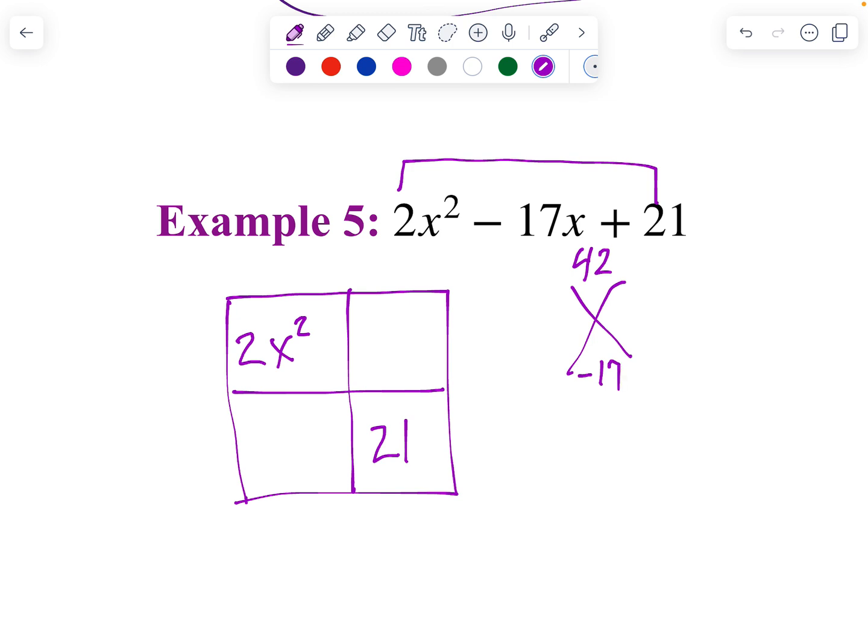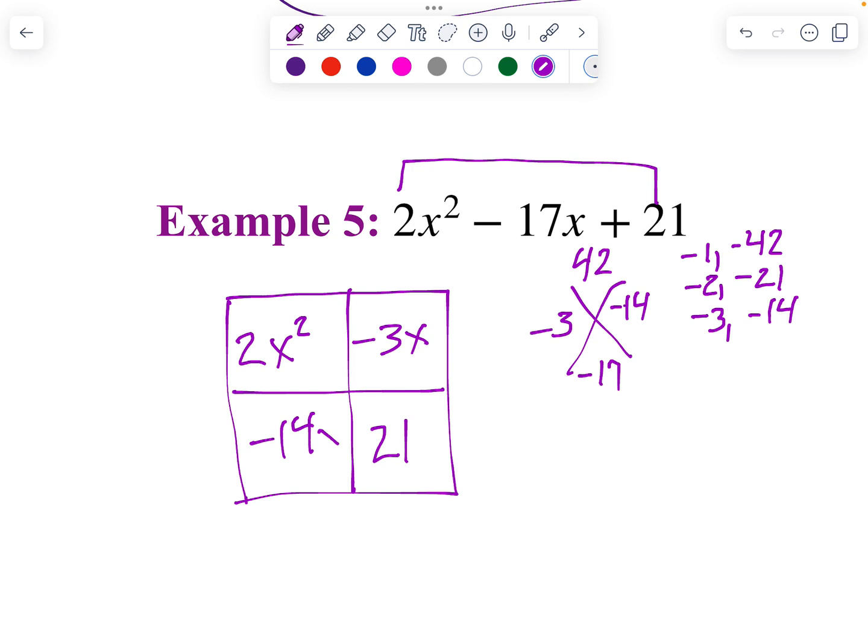And at first glance, it seems like it's kind of hard. Negative 1 and negative 42, they add to negative 43. Negative 2 and negative 21, they add to negative 23. Negative 3, oh, there we go. Negative 14, right? 14 times 3 is 42. So negative 3 and negative 14 is what I put in here. Negative 3x, negative 14x.